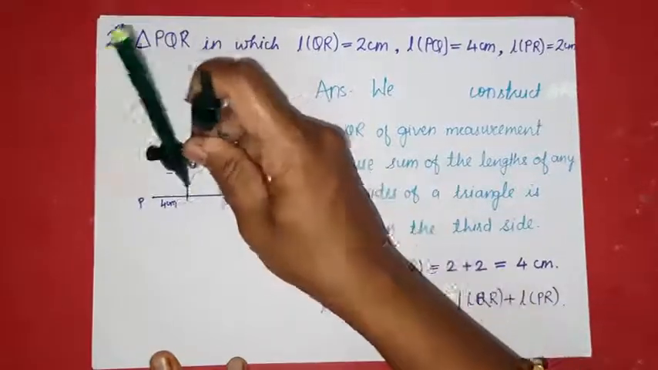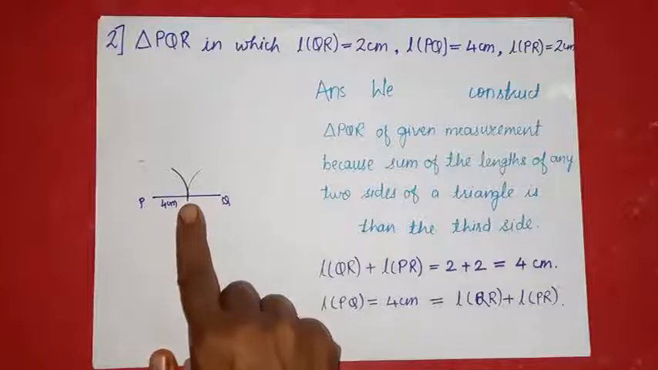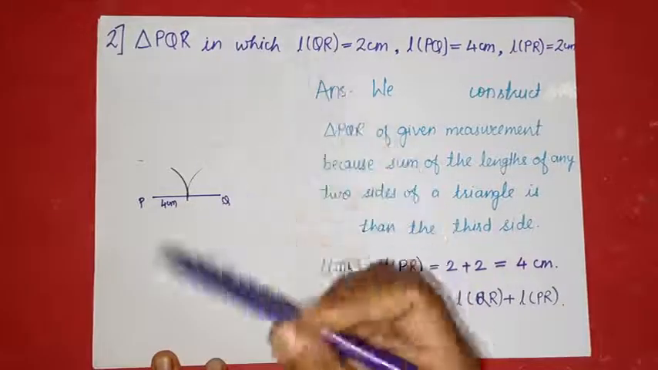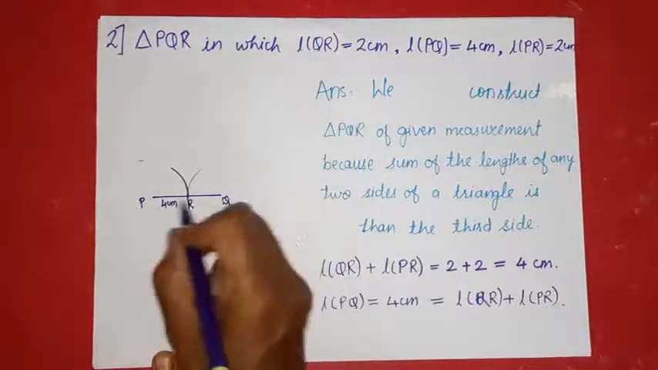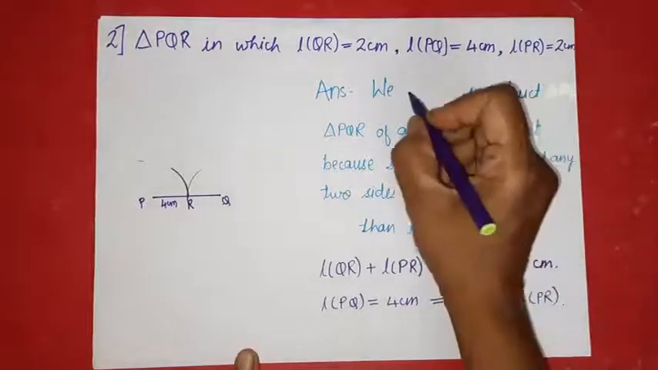Now what you see here is that both the arcs are intersecting at the midpoint of the segment PQ. That is, you are getting the point R on the segment PQ itself. So it is again not possible to draw the triangle with the given data. So again we will write here, we cannot construct triangle PQR.